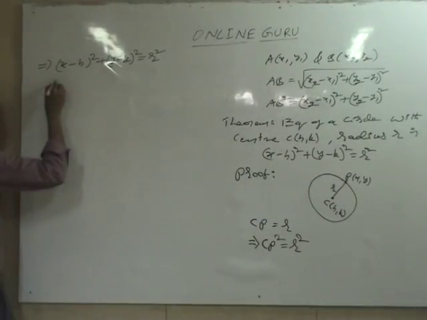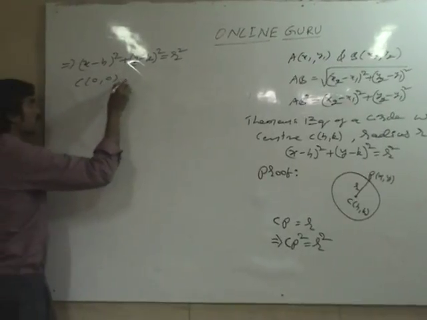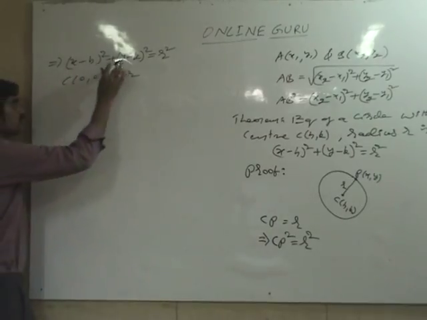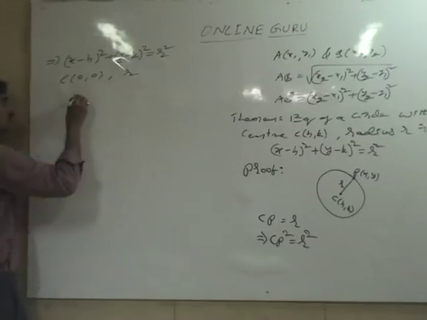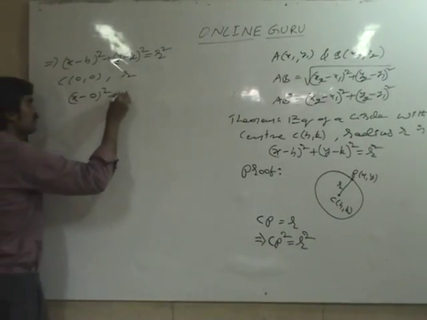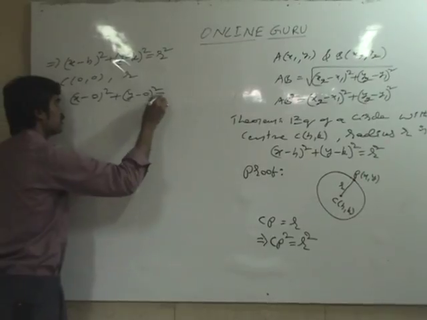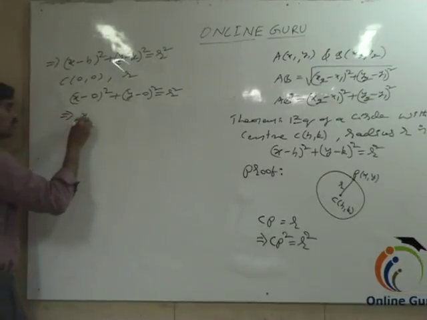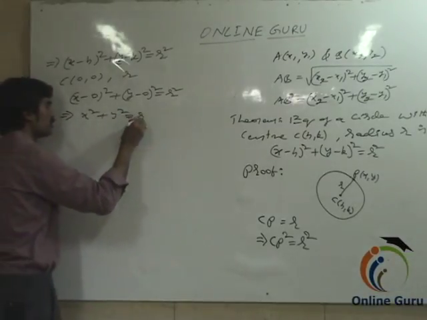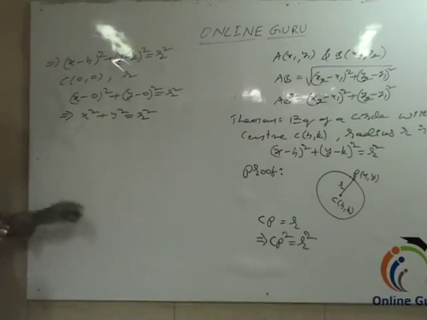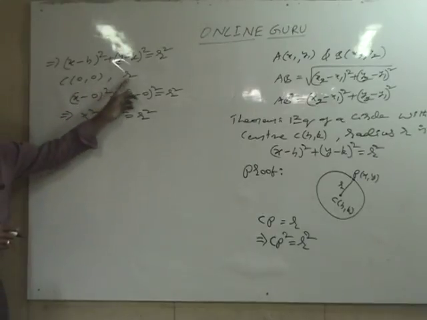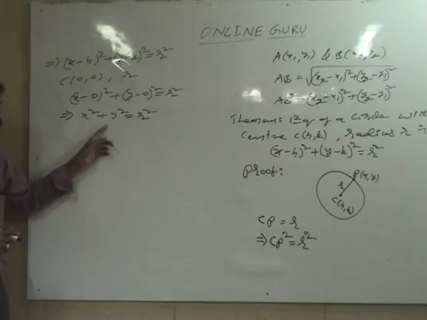Suppose the center of the circle is C(0, 0) and the radius is r. In the place of h, k, you substitute 0, 0. So you get (x minus 0) whole square plus (y minus 0) whole square equal to r square. From this you get x square plus y square equal to r square. So this is the equation of the circle with the center C(0, 0) and radius r. This equation is called the standard form of the circle.